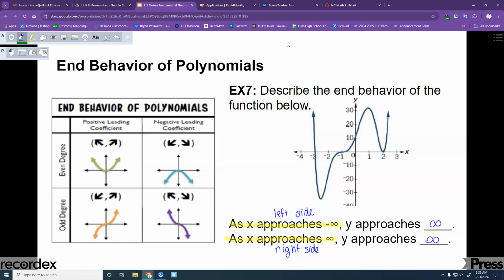So for example, if I've got f of x equals 3x to the 4th minus 6x squared plus 2. My highest term is that x to the 4th, right? 4 is the degree. Then if I look at this number in front of the term, that positive 3, if that number is positive, both will go up. If that number is negative, both will go down. If you have odd degree, then they'll go opposite directions. Okay? So let's look at some problems here.